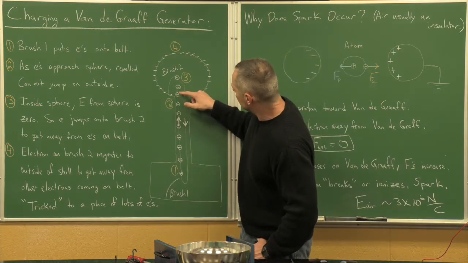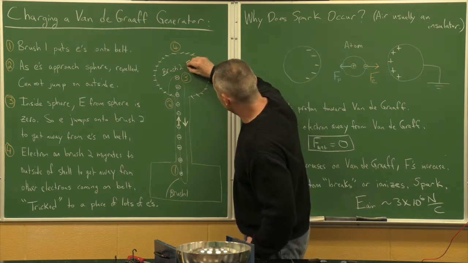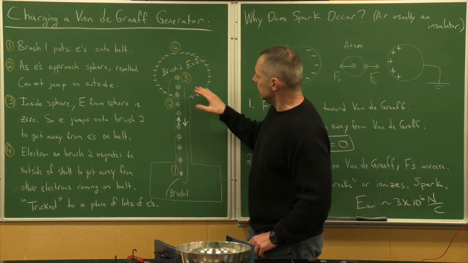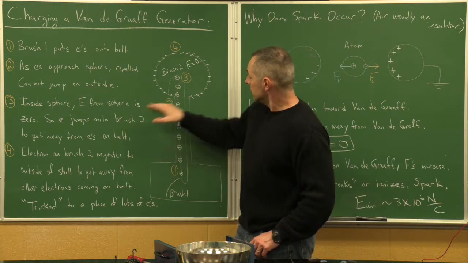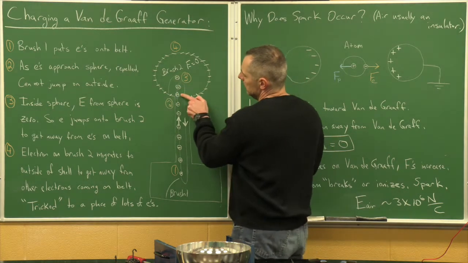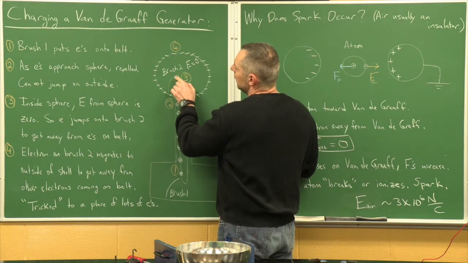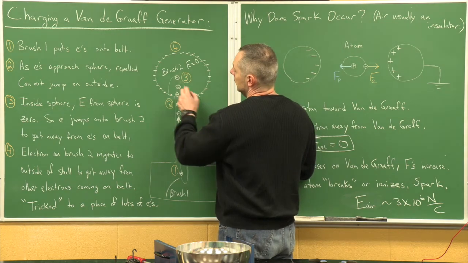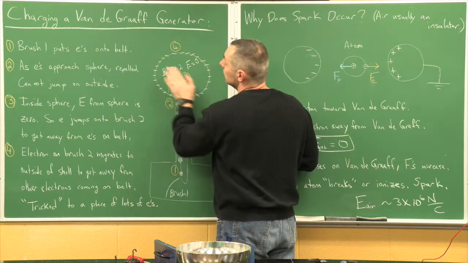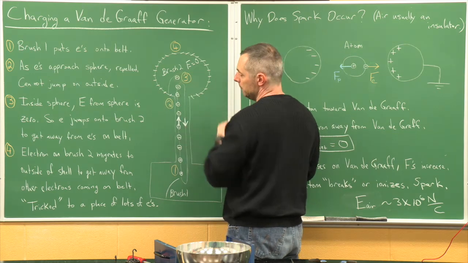But what happens is it comes inside this sphere up here, and the electric field here is 0. Because the electric field is 0, in step 3 the electron jumps off the belt, because it's next to other electrons on the belt, so it wants to get away from them. The electric field is pointing toward these electrons in here, so it's going to go in the opposite direction. So it jumps on this brush to get away from the electrons on the belt.